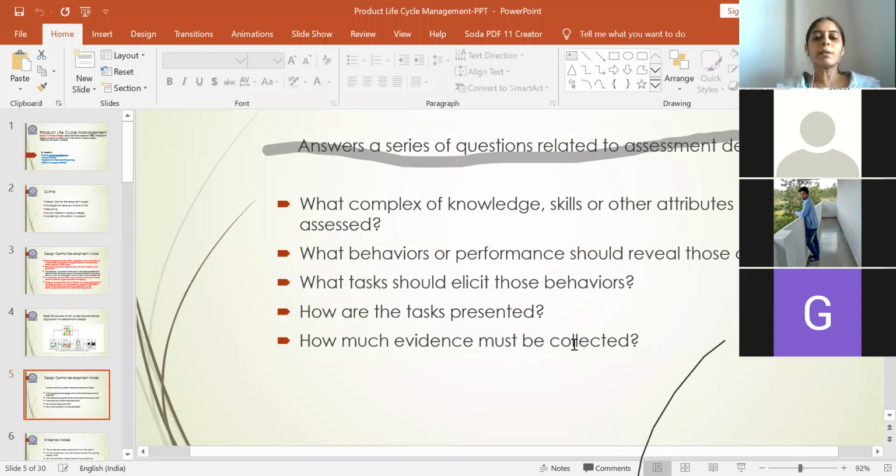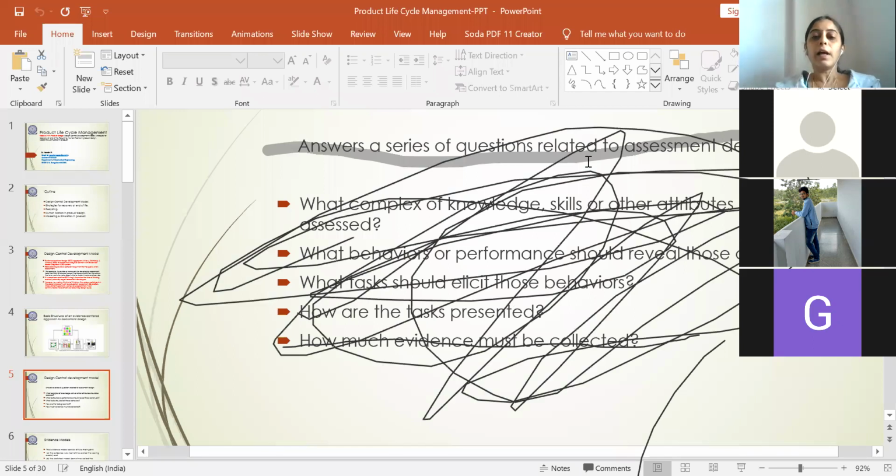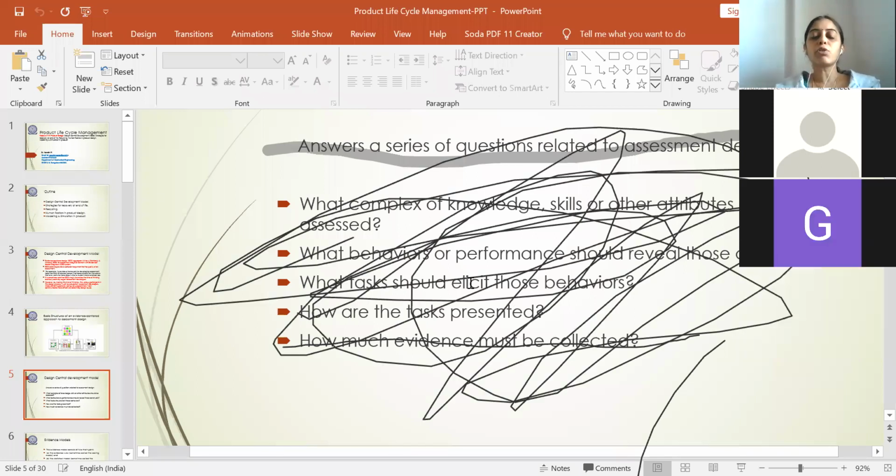So in order to assess a model, they should have some proof. The assessment mainly depends upon how much evidence is collected related to that particular product and how the tasks of the particular product are oriented. Every part will have different tasks. So what tasks have to be evaluated, that has to be presented. And then what tasks should elicit those behaviors. So the behaviors of the design, how they will be with respect to the task which has been given.